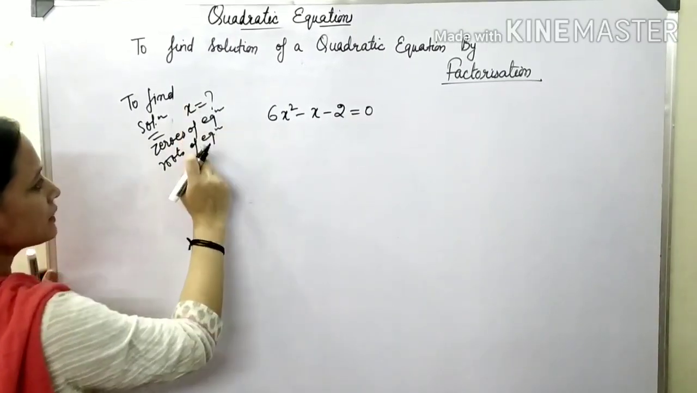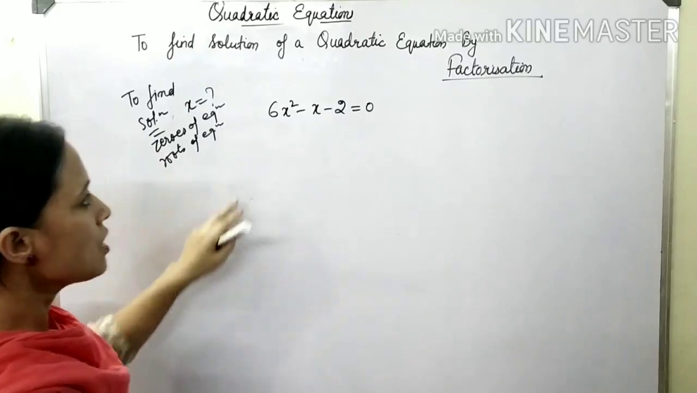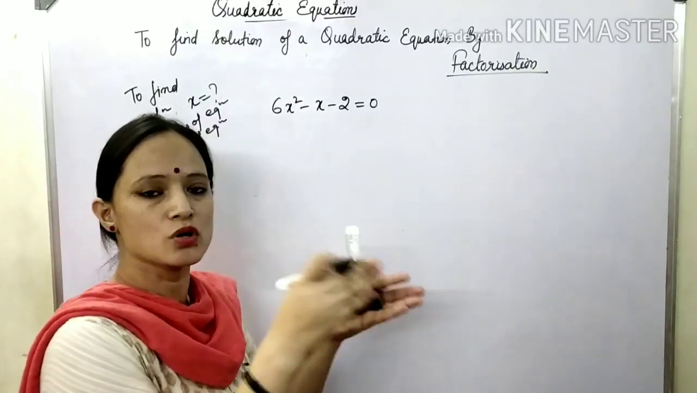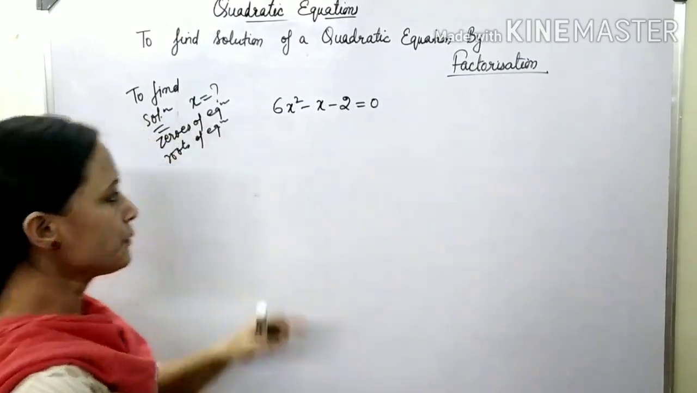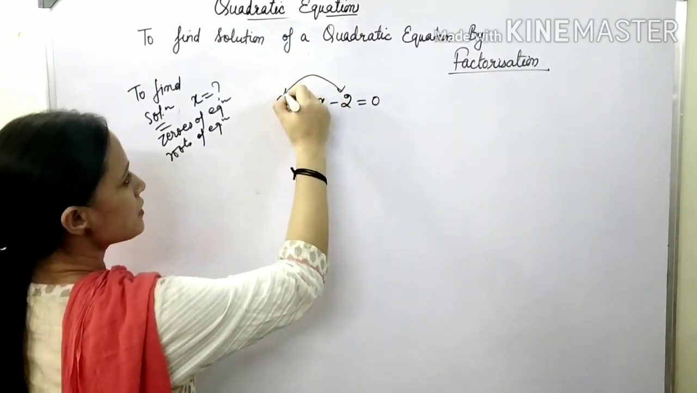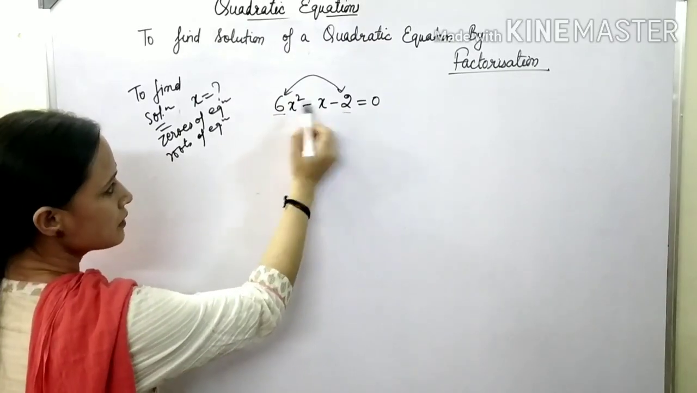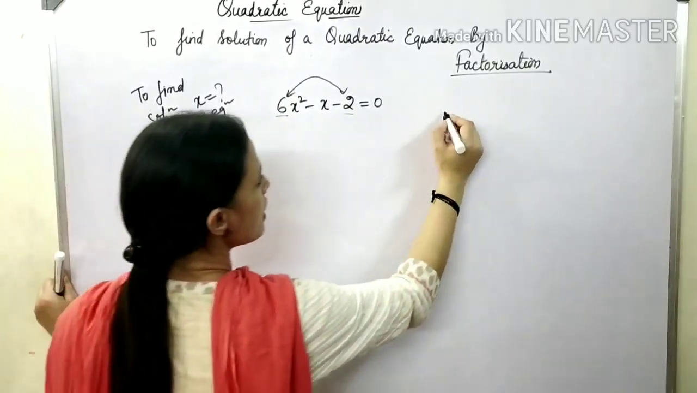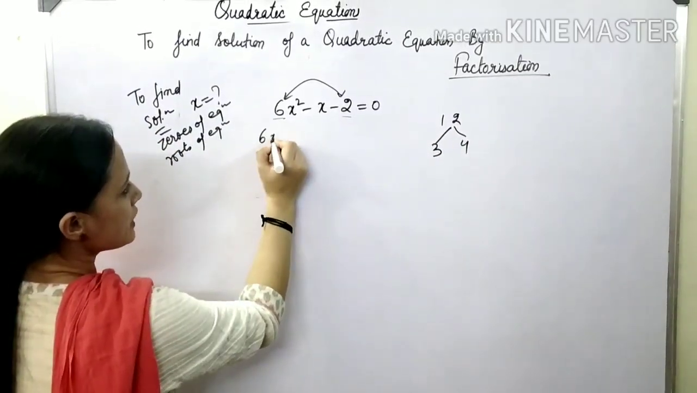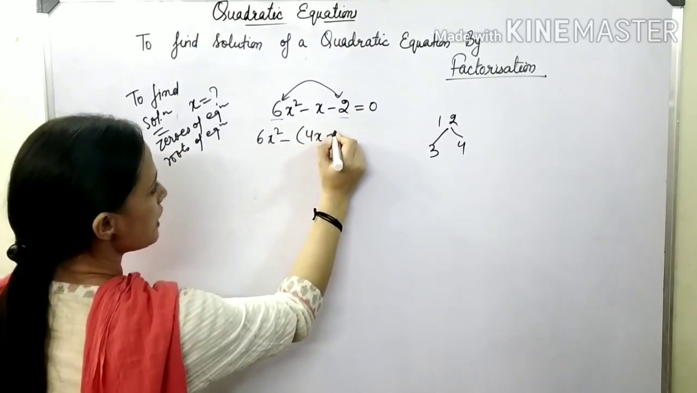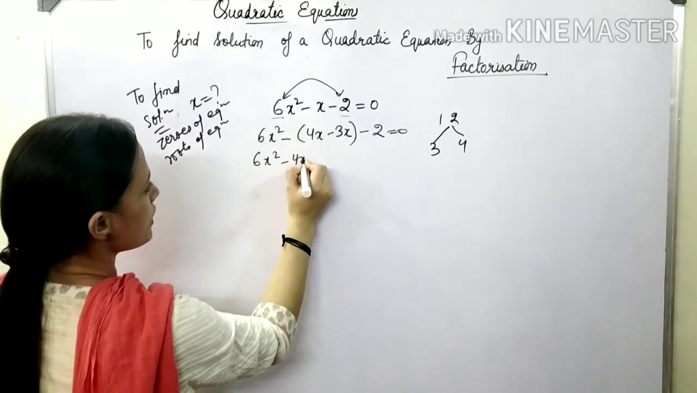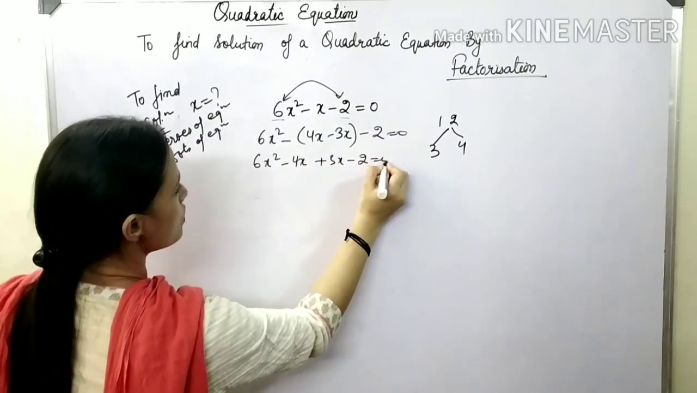So when we have to find the value of x, or zeros, or roots of the equation, first we have to factorize the polynomial, and then we equate those factors equal to 0 to find the values of x. So let us see. Since it is a quadratic polynomial, we can apply the splitting the middle term method. First we'll multiply the constant and the coefficient of x square, that is 12, and we'll try to find the factors of 12 such that we get the middle term. So we are getting the factors like 4x minus 3x, so 6x square minus 4x plus 3x minus 2 equal to 0.